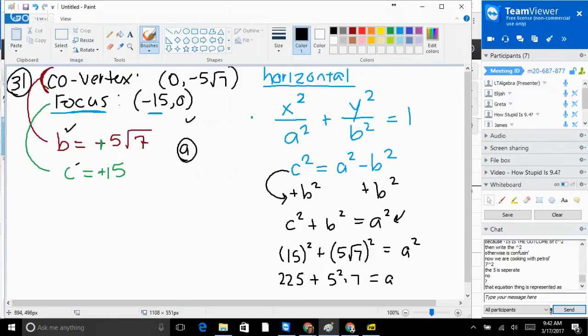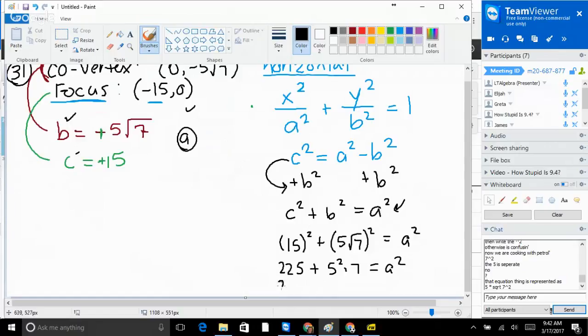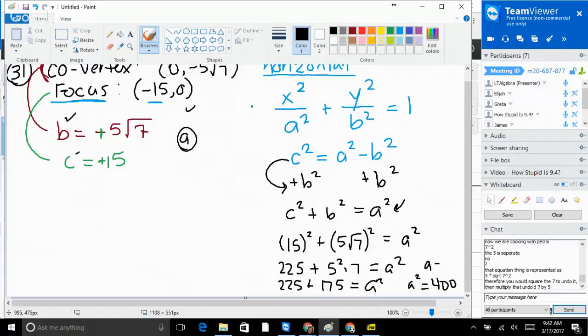Equals a squared. So I get, running out of room, 225 plus 175 equals a squared, which ends up being 400. So a squared equals 400. Oh, I think 400 is a perfect square. It is. So if a squared equals 400, that means a equals 20.